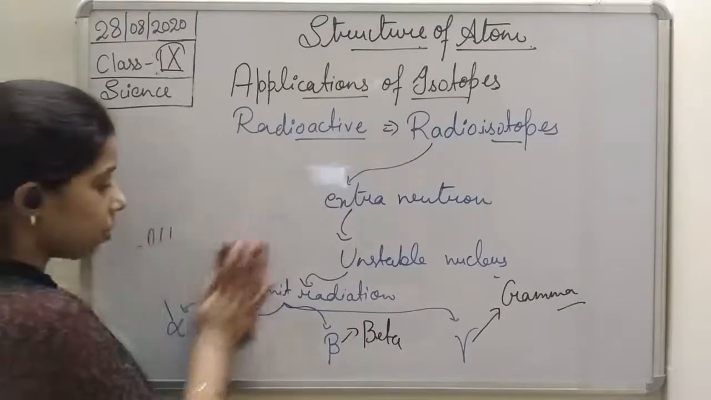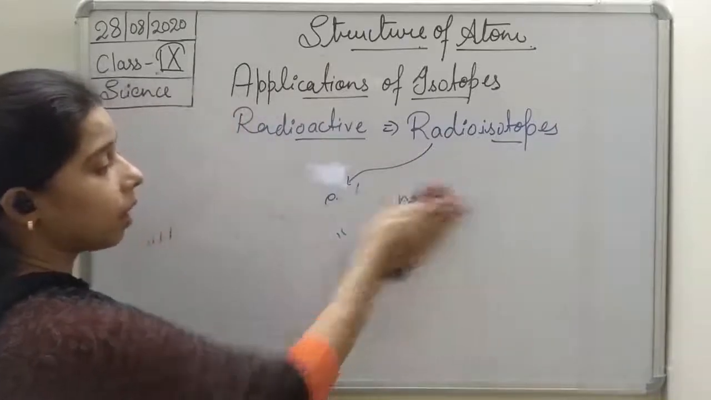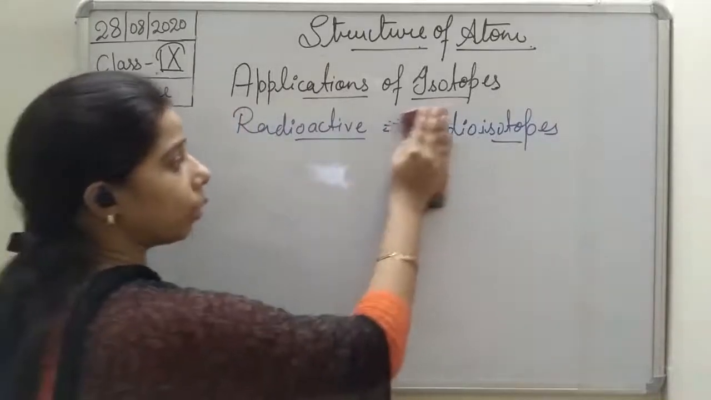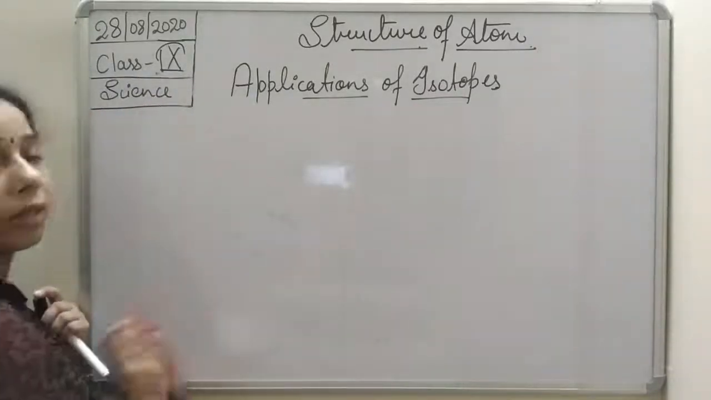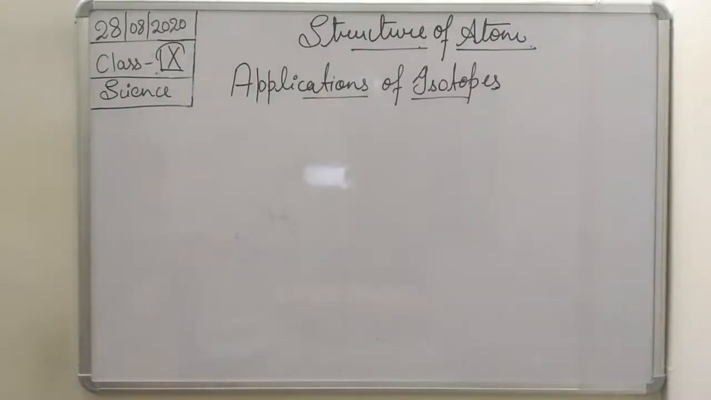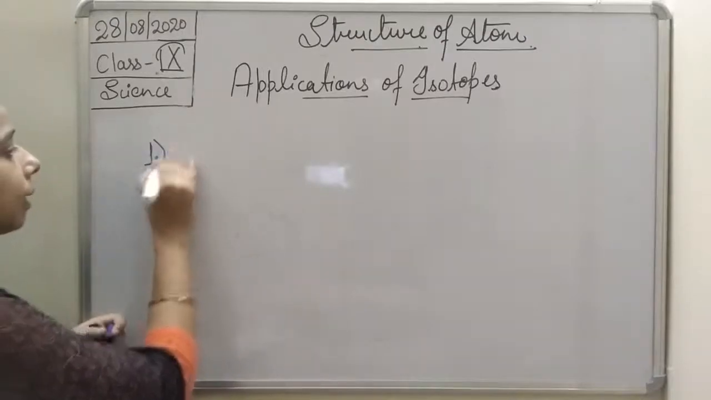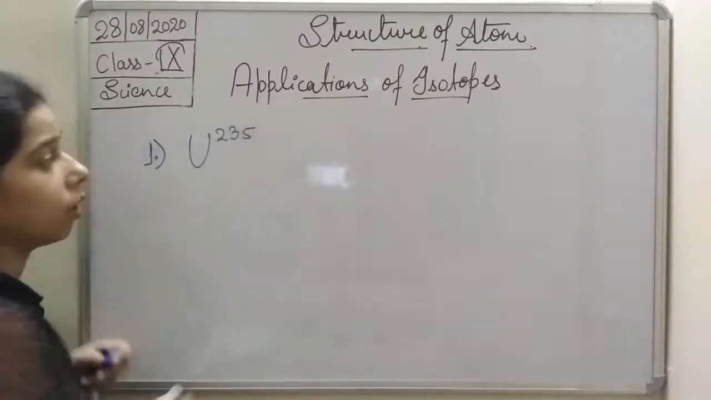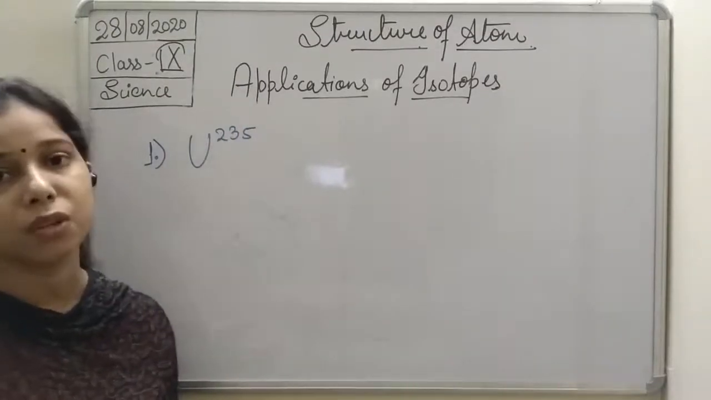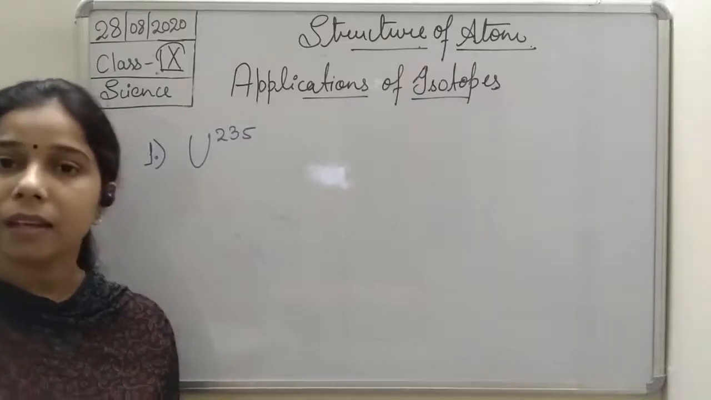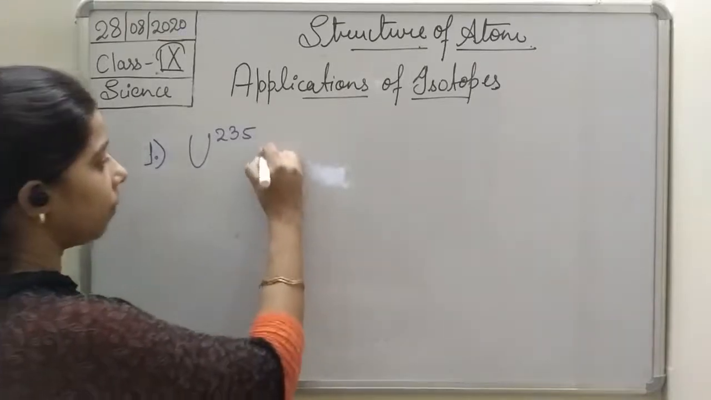Now, these radioisotopes, students, are very useful in the medical field and in other fields of science. So we will discuss some of the radioisotopes. If you talk about the first radioisotope, that is uranium-235. Uranium-235 is an isotope which is used in the nuclear power plant, where it is used as a nuclear fuel.